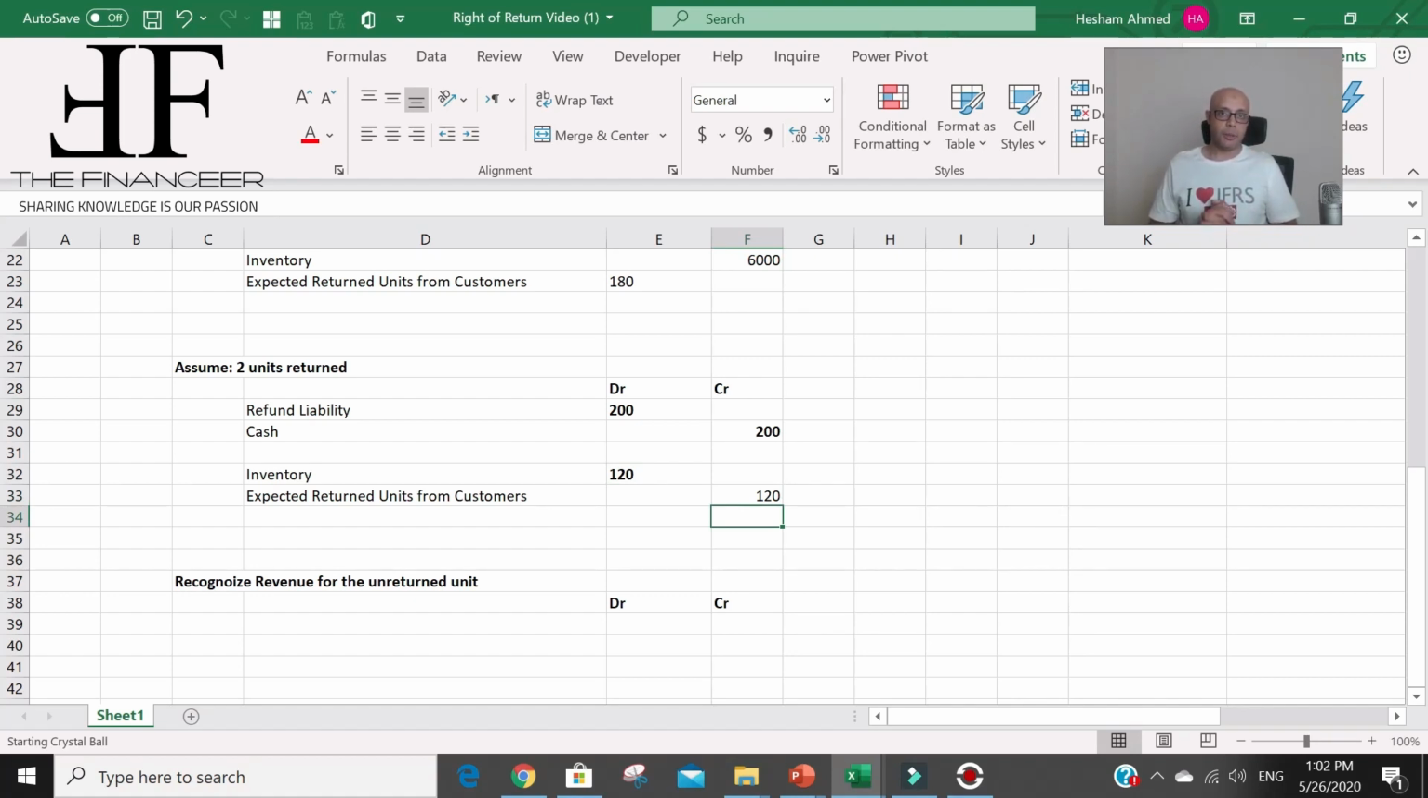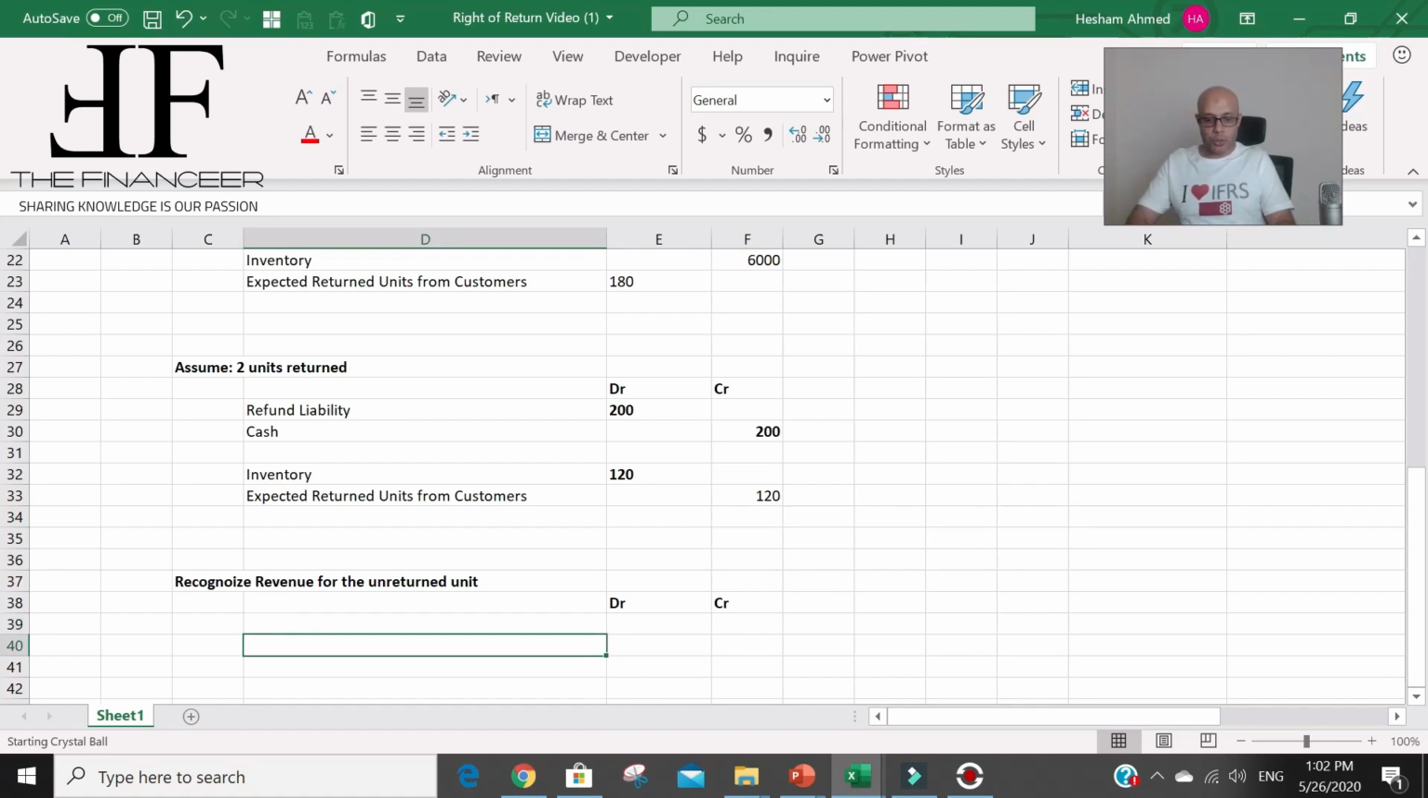Okay. Now come to the 1 unit that the customer didn't return. I was expecting the customer would return 3 units, and I recognized revenue on 97, but didn't recognize revenue on the 3 units. What happened in the actual is that the customer returned only 2 units. So he didn't return 1 unit. So this 1 unit that I didn't recognize revenue on before, I have to recognize the revenue on today. So I am going to recognize revenue today.